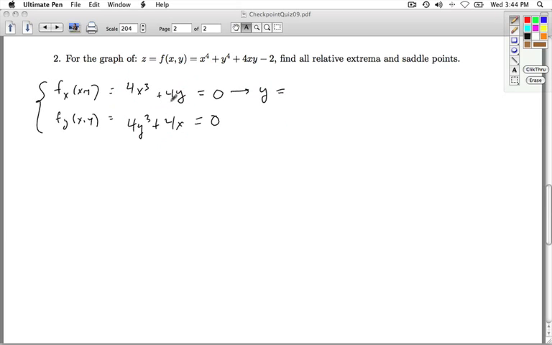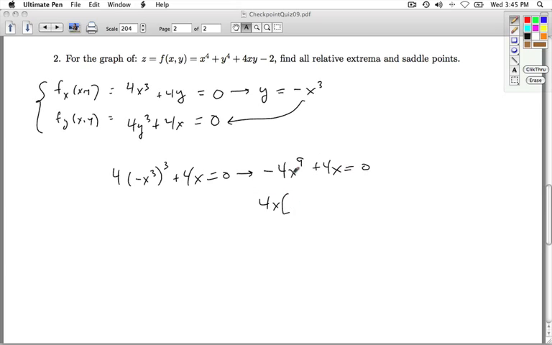We can solve the top equation pretty readily for y. Y is negative x cubed. And I can substitute that then in the second equation. So 4 times y cubed, well, that's minus x cubed, plus 4x is 0. And now I want to go solve this for x. I simplify this, I get negative 4x to the 9th plus 4x is 0. I factor out the 4x. Negative x to the 8th plus 1 is 0.